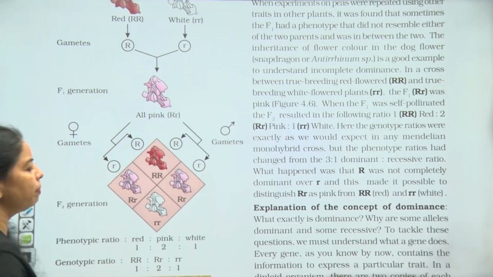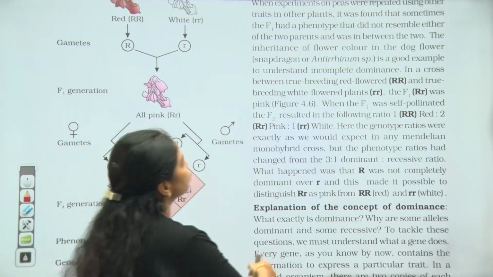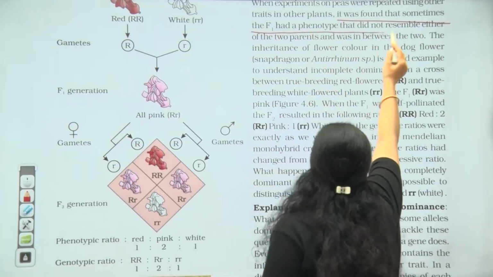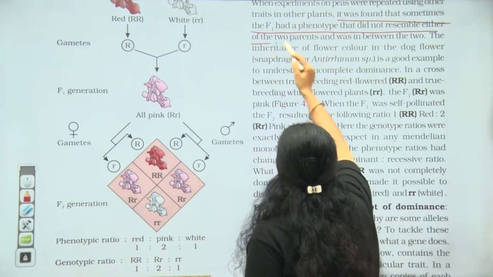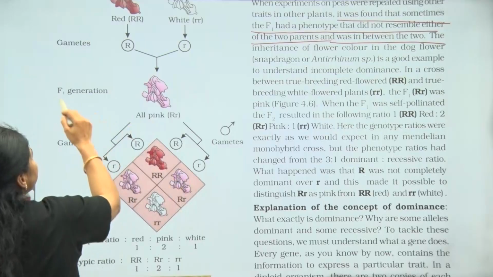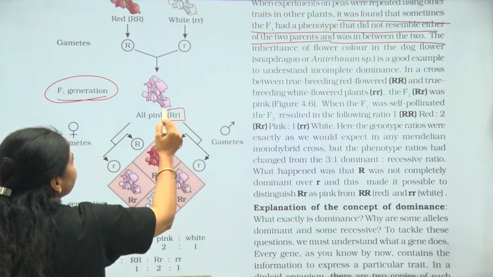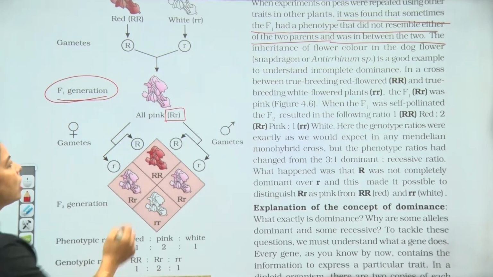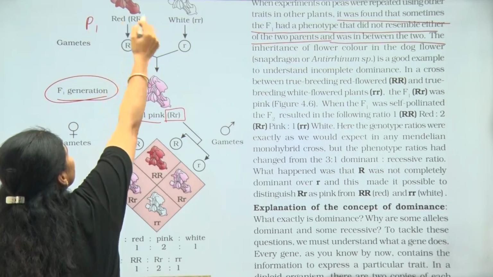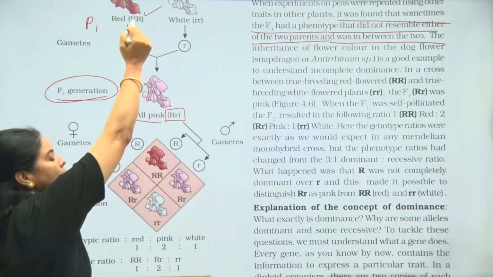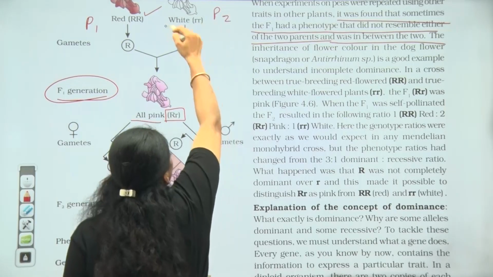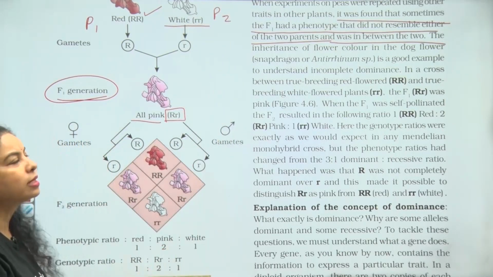In NCERT children, on page number 60, we can see it is mentioned that it was found that sometimes the F1 had a phenotype that did not resemble either of the two parents and was in between the two. So children, we can see that in F1 generation we got an intermediate condition and the flowers are all pink, while the parent number 1, that is P1, is red in color and homozygous dominant, and the other parent P2 is white in color in recessive homozygous condition.